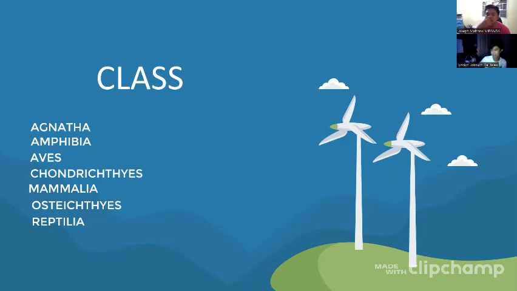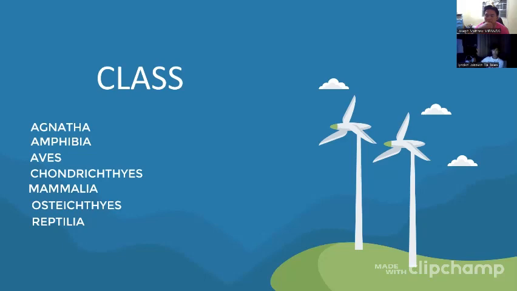Chondrichthyes. This includes sharks and rays. They have a cartilage skeleton, not bone. They are not buoyant like other fish, so they must swim or sink.